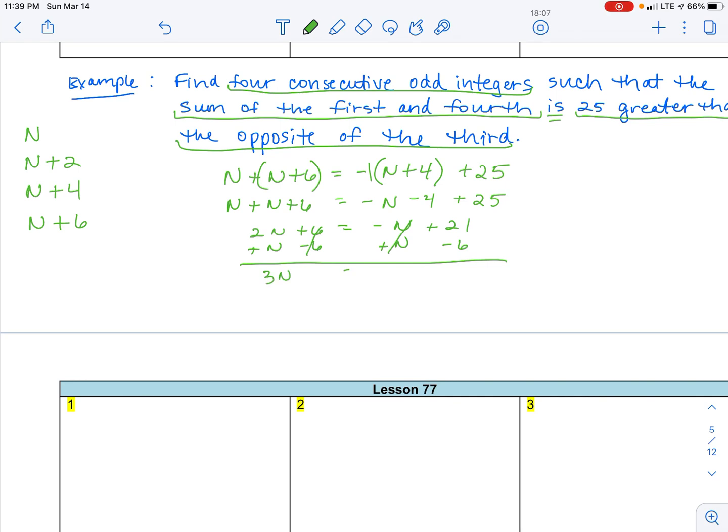So I have 3n on the left-hand side and 15 on the right-hand side. We'll divide that by 3. Your first number is going to be 5.